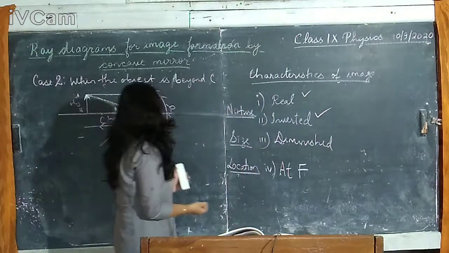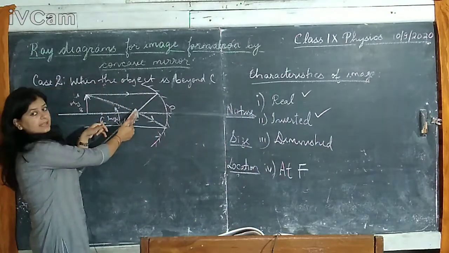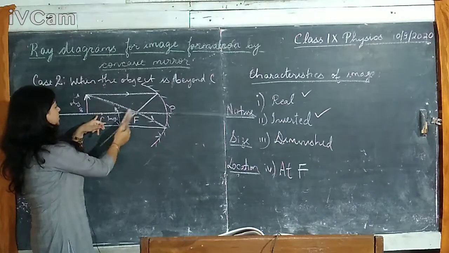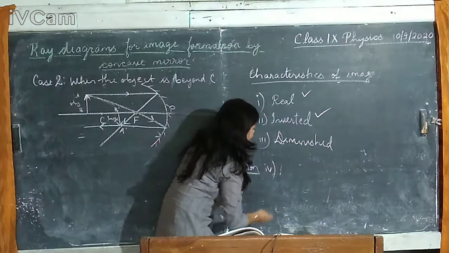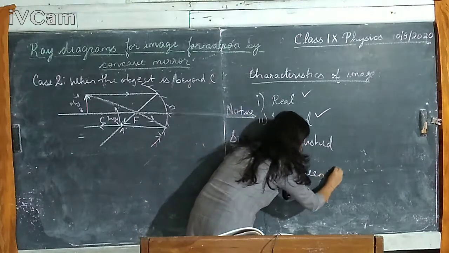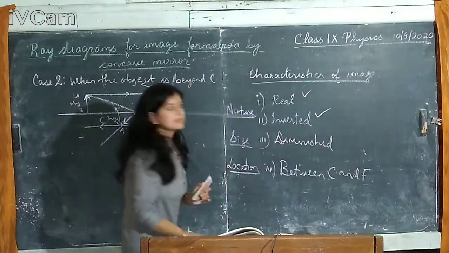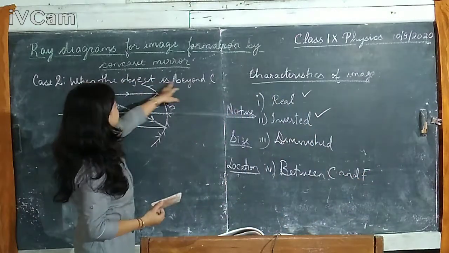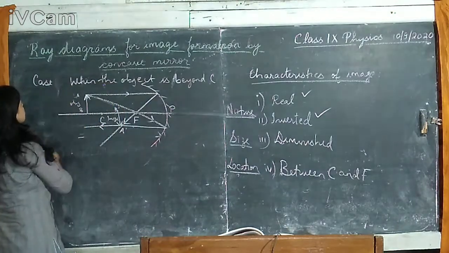Alright. And lastly, for the location, where is it formed? This is F and this is C, so the image is formed between C and F. So it is not formed at F, but it is formed between C and F. So these are the characteristics of the image when the object is kept beyond C. Let's quickly proceed to the third case.